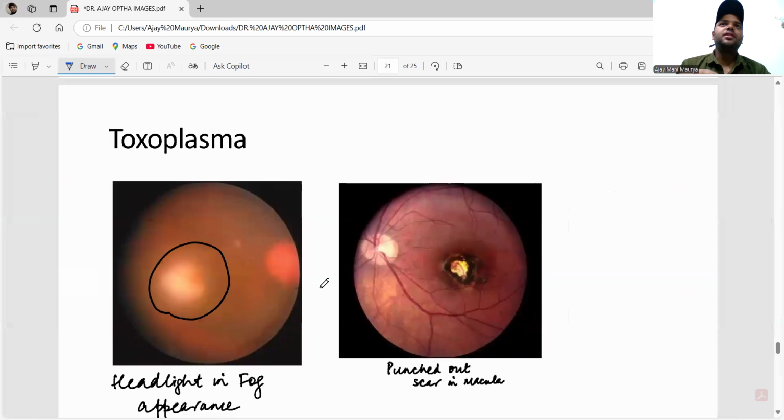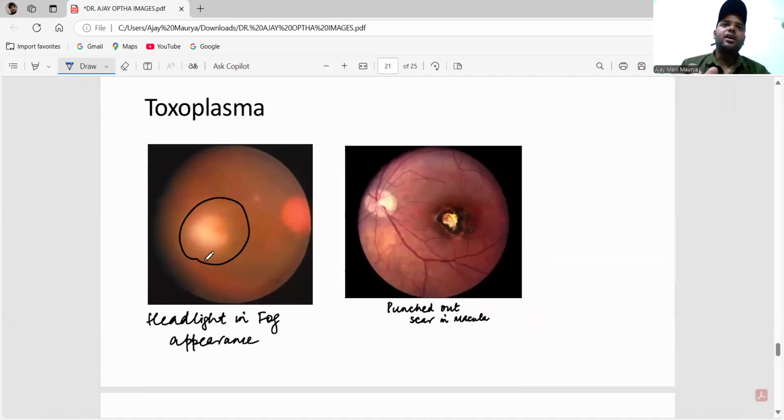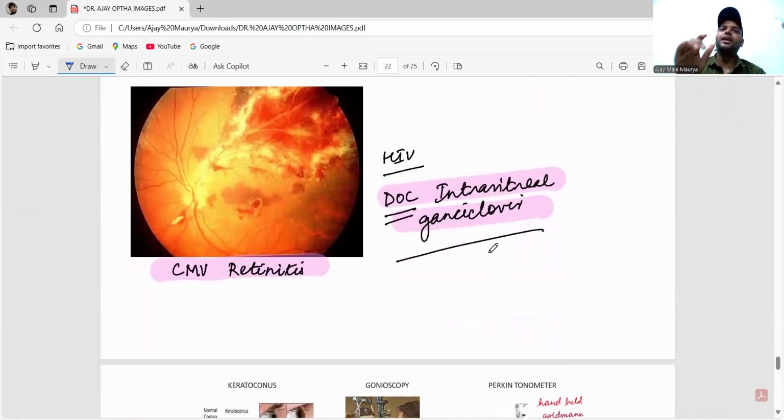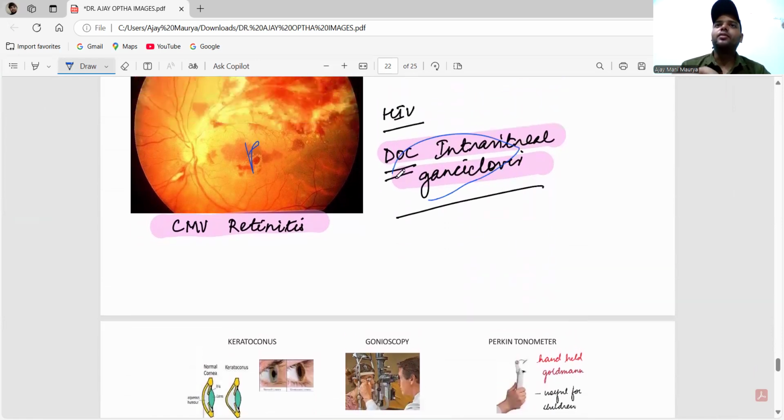The next one is toxoplasma gondii, with the headlight in fog appearance. This is punched out lesion in the macula. This is CMV retinitis, guys. This is the pizza appearance, treated with ganciclovir.